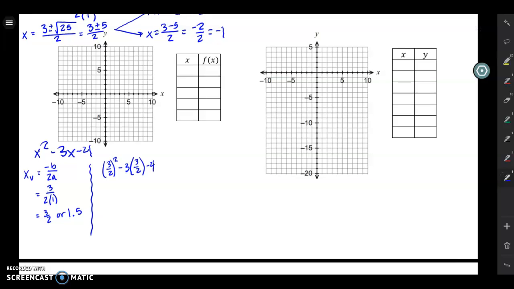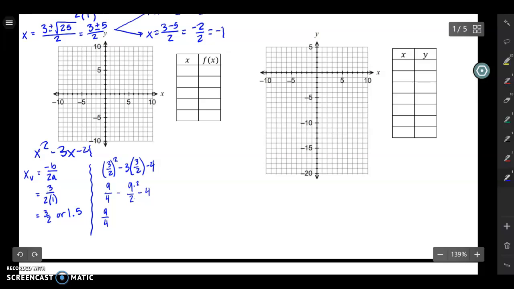And then I'm just going to simplify this expression. So 3/2 squared, if you remember when you're squaring a fraction, you square the numerator and you square the denominator. So I'm going to have 9 fourths minus 9 halves minus 4. In order to add all of those together, I need to get a common denominator. So I'm going to change everything to fourths.